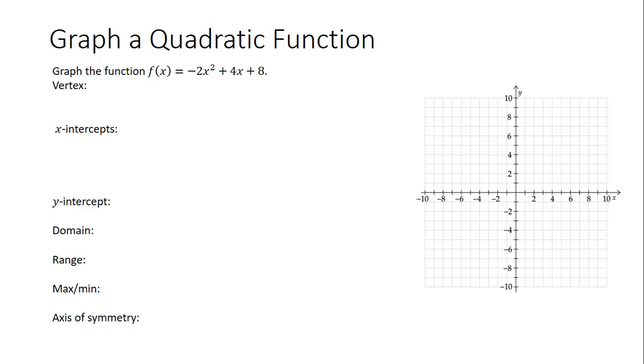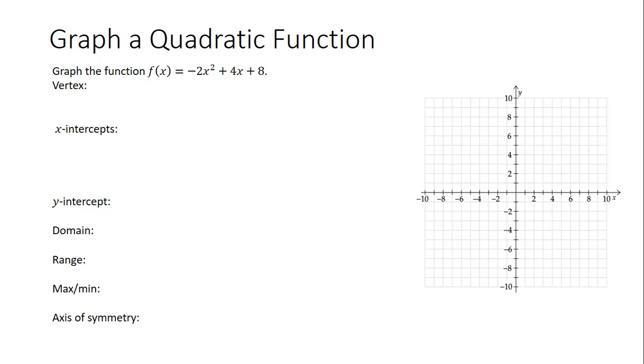In this video, we'll graph the function f of x equals negative 2x squared plus 4x plus 8 by finding the vertex, x-intercepts, and y-intercept. Then we'll review the domain, range, max-min values, and the axis of symmetry.